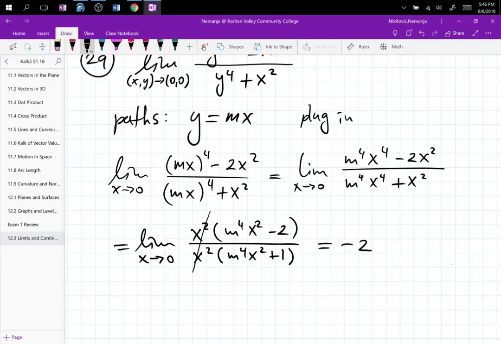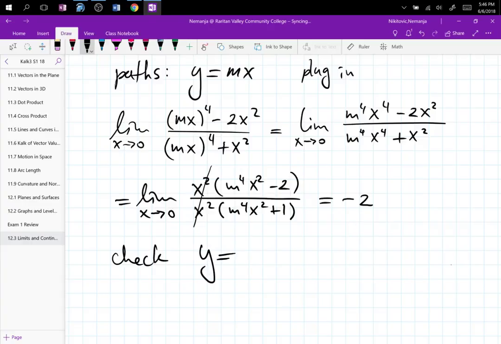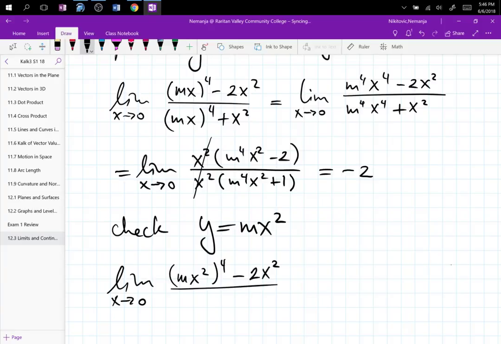But, you know, let's check more. How about we check y equals mx squared and see if that is going to change the landscape. So limit as x goes to 0, I have mx squared to the 4th minus 2x squared divided by mx squared to the 4th plus x squared.